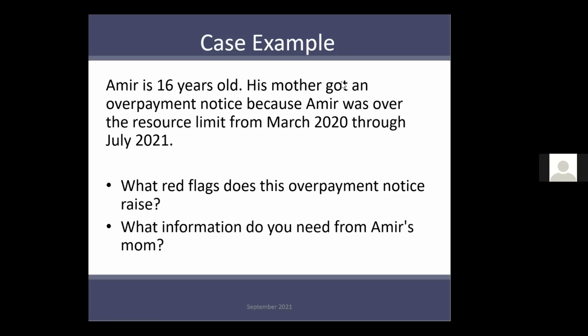Any thoughts on someone being over the resource limit from March 2020 to July 2021? Well, so it's concerning. When I saw this notice, I got very, very nervous. Exactly. So someone just pointed out that you have 12 months to spend down. Well, so you have 12 months to spend on pandemic assistance.